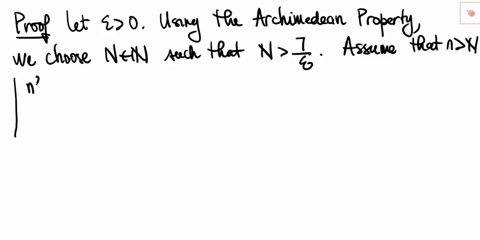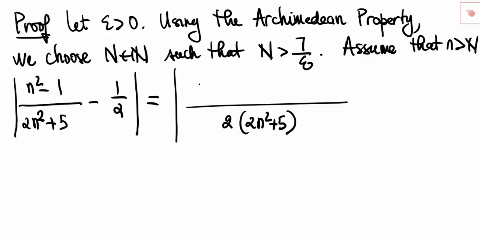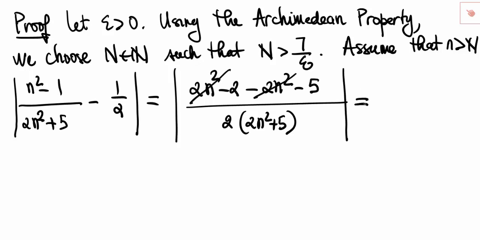Now we'll have that n squared minus 1 over 2n squared plus 5, minus half. The common denominator will be 2 times 2n squared plus 5, and you have 2n squared minus 2 minus 2n squared minus 5. Of course, these cancel each other out, so we get 7 over 4n squared plus 10.